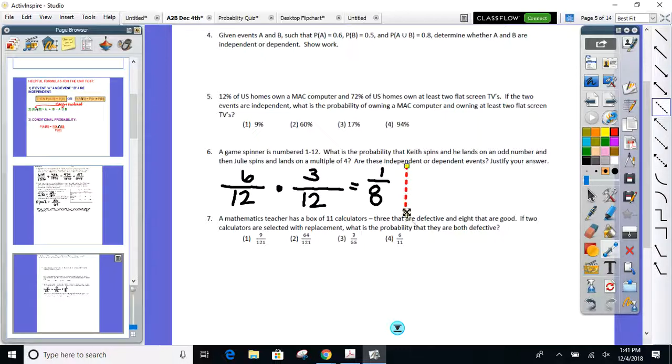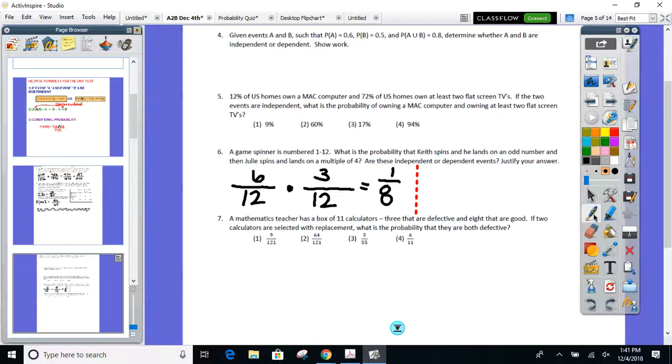There's a second part to this problem. Are these two spins independent of each other? I don't want to see any math here. Let's think about this. Is Julie's spin affected by Keith's spin? No. Why not? We're not taking away any outcomes or anything like that. They're still 12 every time, right?